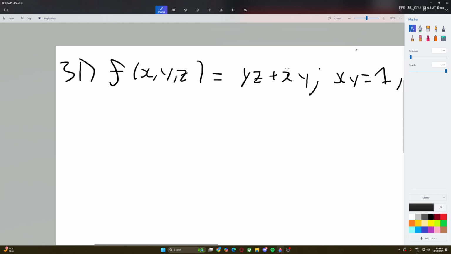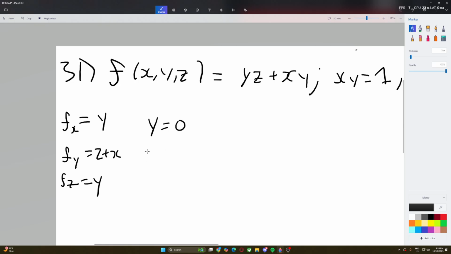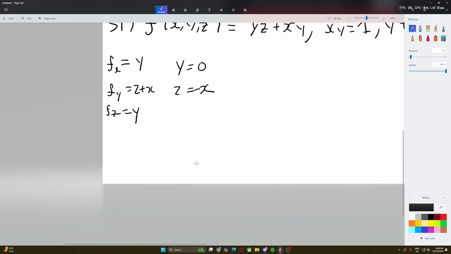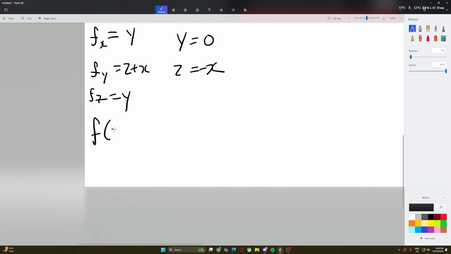Alright, let's get that derivative. So f_x equals just y, f_y equals z plus x, and f_z equals y. If we set these equal to 0, we get y equals 0, or z equals negative x. Since we can't really solve for anything right now, just put it in the function: (x, 0, negative x), and we just get 0.